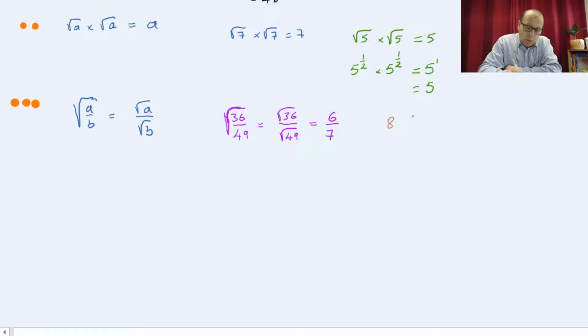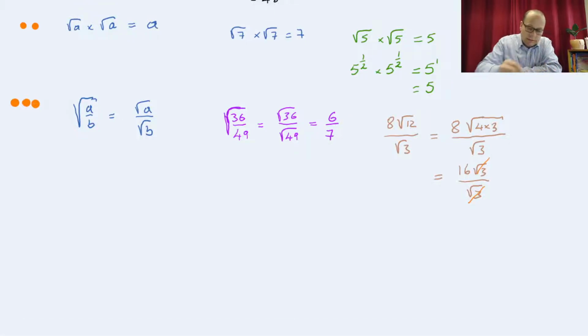8 root 12 over root 3, that's just 8 root 12 over root 3. I'm choosing to multiply 4 by 3 and not 6 by 2 because I'm looking for a square number, so I can find the square root of it. So that's equal to: square root of 4 is 2, multiplied by 8, 16 root 3 over root 3. But root 3 and root 3 are cancelling, so the answer is just 16.